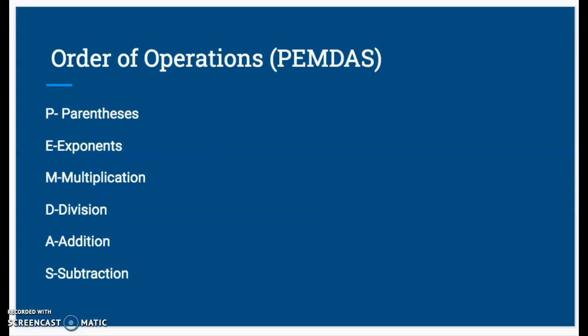Now we have to go over order of operations, or PEMDAS, because we're going to need that when we distribute. We have our P, which stands for parentheses, and our E, which stands for exponents. We won't need to deal with exponents. We have M for multiplication, D for division, A for addition, and S for subtraction. Now I want you to go to your whiteboards because we're going to do some distributive property problems.